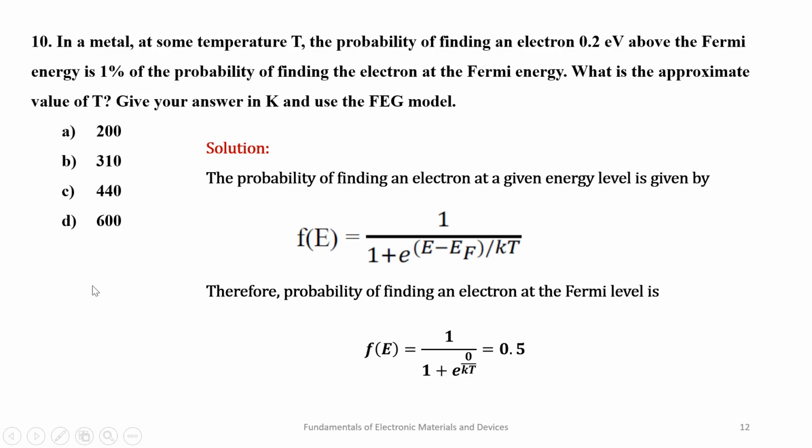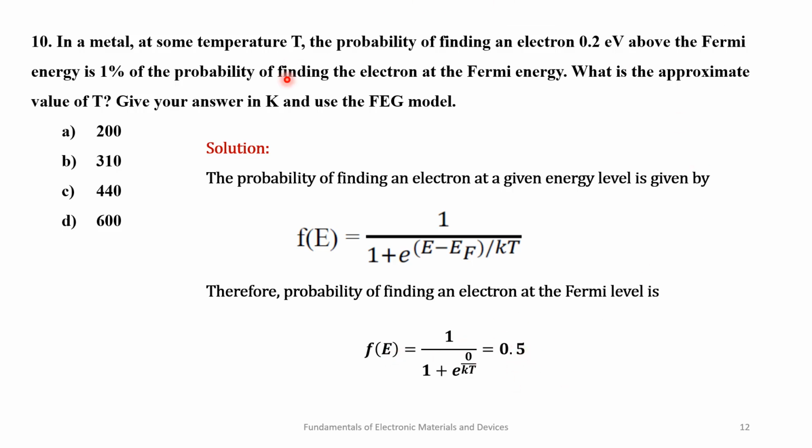At the Fermi level, what happens? E minus Ef is equal to 0. In that case, e to the power 0 by kT is e to the power 0, which is 1, so we get 1 by 2. So basically, in the second case, at the Fermi level, the value of Fe is 0.5.